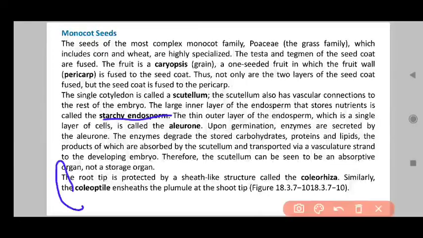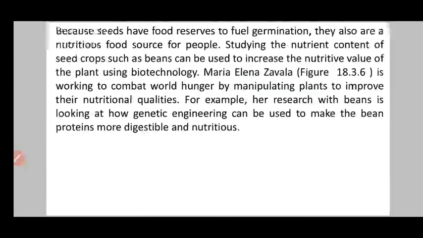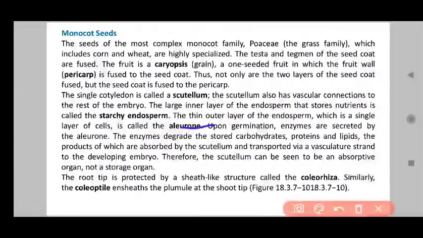Why was it known as the aleurone? Because of the aleurone content present inside your endosperm. Upon germination, enzymes are secreted by the aleurone that degrade the stored products, that is carbohydrates, proteins and lipids. These are absorbed by your scutellum, which absorbs the content degraded by the aleurone and, via the vascular tissue, supplies the developing embryo.